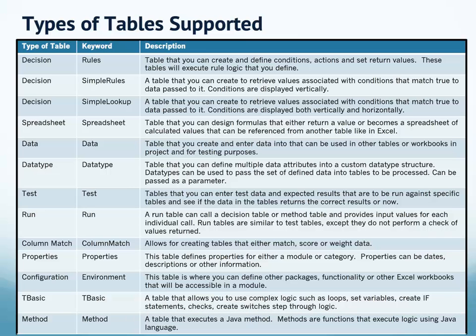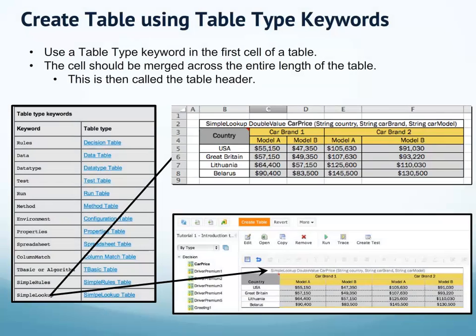But before we get into the tables, let's just talk about the structure a little bit more. So first we need to know how to create a table using the table type keywords that we just discussed. So here on this slide, I have a listing from the reference documentation of the keywords that OpenL accepts and recognizes. Then I have an example of a table in a Microsoft Excel worksheet, and then that exact same table opening up in Web Studio.